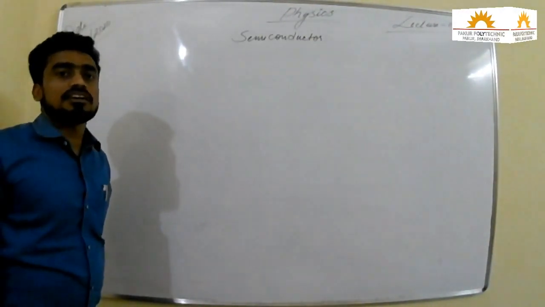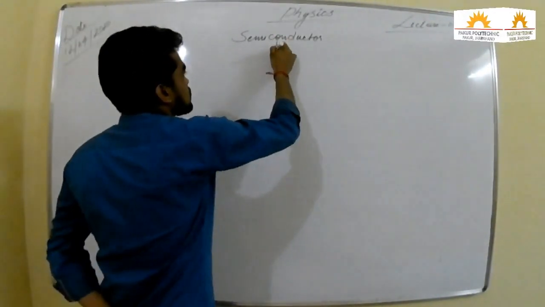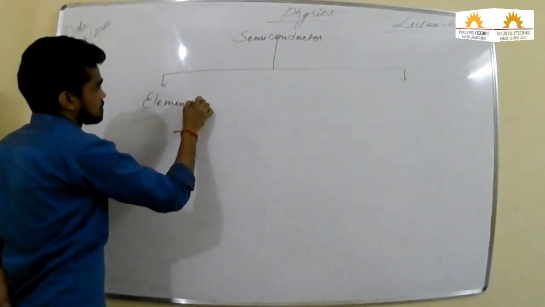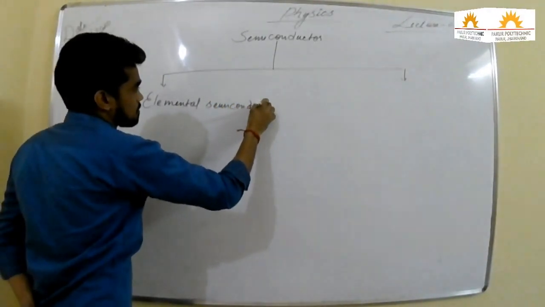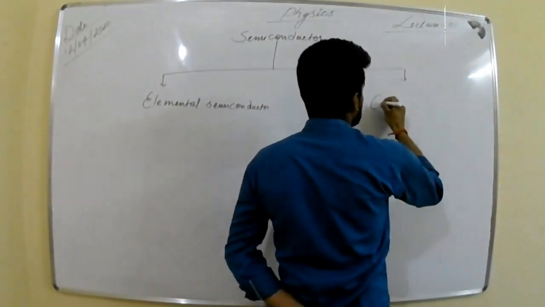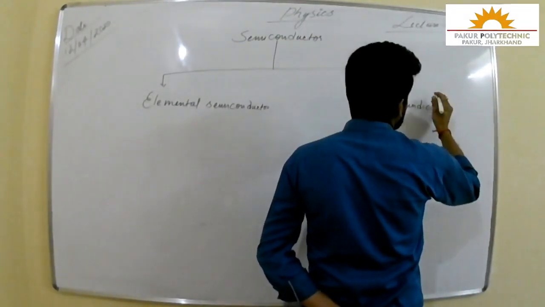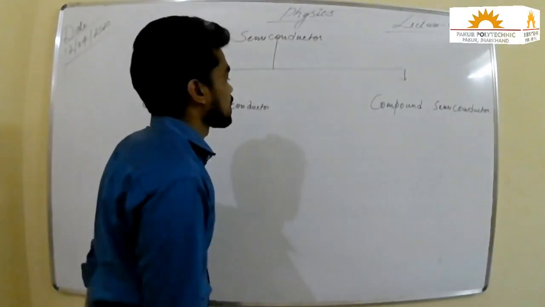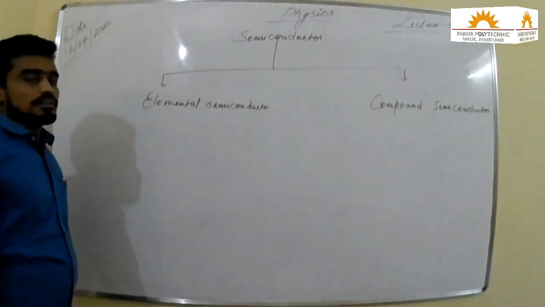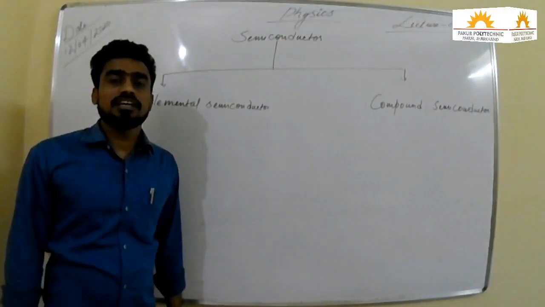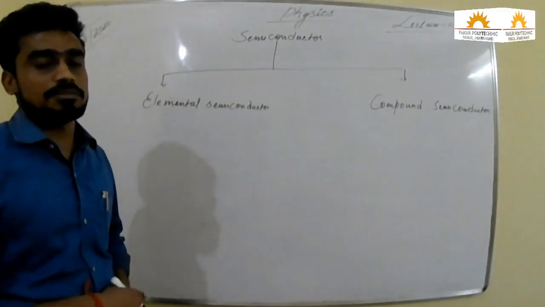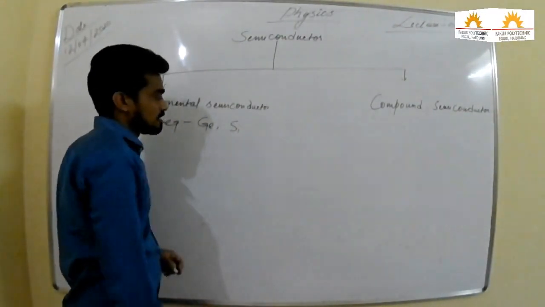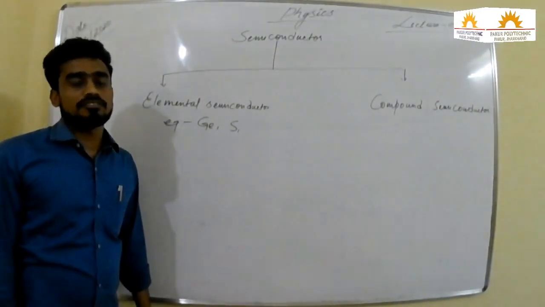Semiconductor is further classified into two major parts: the first one is elemental semiconductor, the second one is compound semiconductor. Elemental semiconductors, those semiconductors which are freely available, are called elemental semiconductors. For example, germanium and silicon, they are available freely.